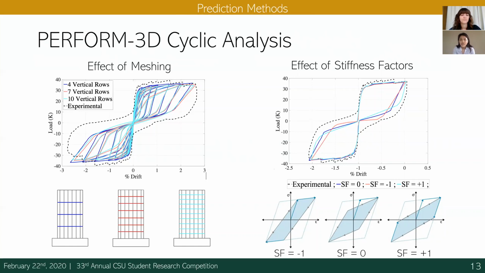The other factor is the stiffness factor. This is a ratio of the amount of energy being dissipated throughout the loading cycle. This focuses on the envelope of the hysteresis. So we decided to explore a stiffness factor of -1, 0, and +1. And what we found after plotting the envelope against the experimental envelope is that for our wall, the stiffness factor of 0 best matched the experimental results.